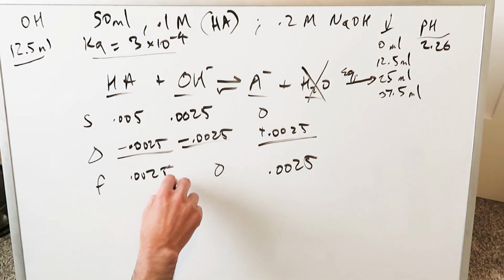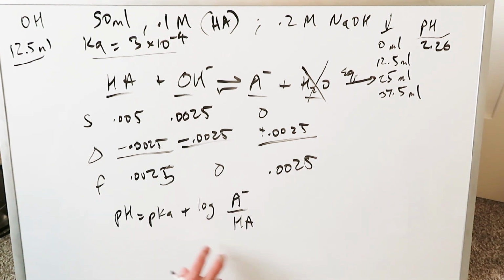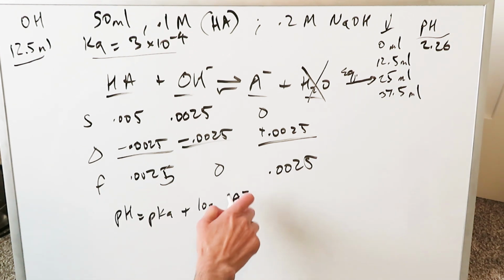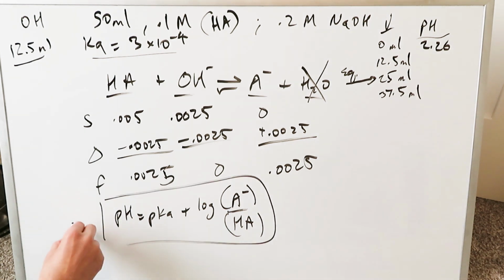Now what equation do we use over here? When you have a system with a weak acid and its conjugate base, you'll use this equation. pH is equal to pKa plus log of the conjugate base divided by the acid. We have our equation over here, which will give us the pH of this entire system with 12.5 ml.